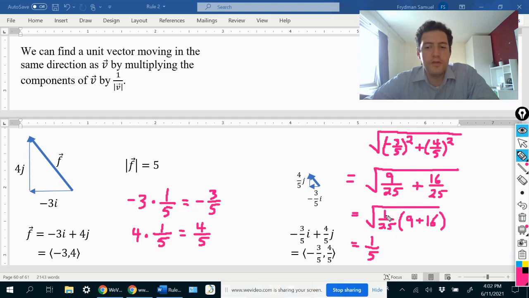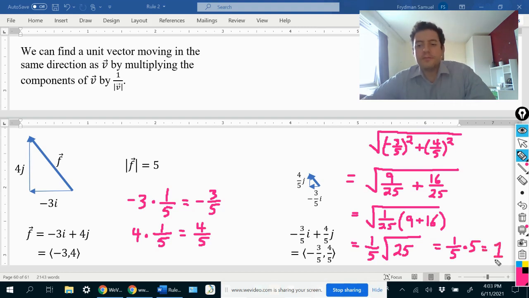So this is the square root of this. We can pull that outside of the radical. And then we have the square root of 9 plus 16, which is 25. All right, and then the square root of 25 is 5. So this is equal to 1/5 times 5. And 1/5 times 5 is just 1. Okay, so we just verified that this vector does, in fact, have a magnitude of 1. All right, and you can see that this is very similar to the proof that we did earlier.